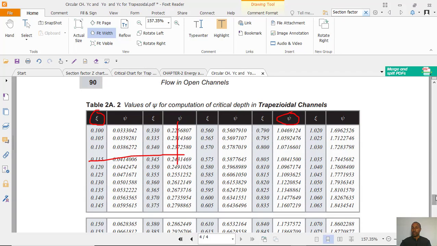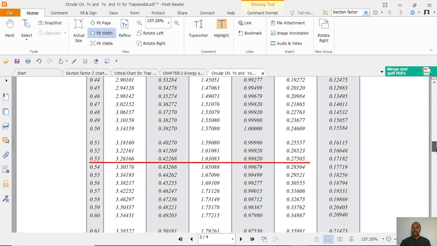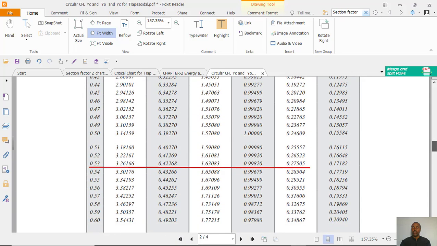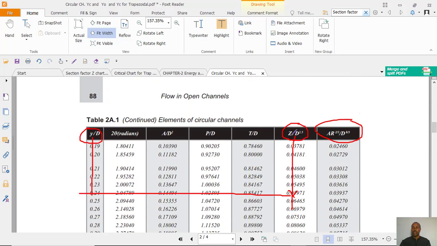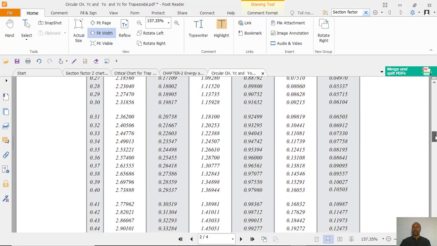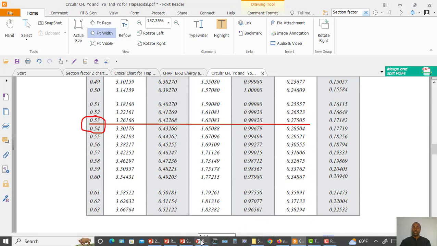Let us see how much it is: 0.2822 for the circular channel. If you go to the circular channel, this is the section factor for critical flow depths. Then Y over D will be, just read out, 0.28. You see, this is the location, Z divided by D to the power of 2 over 5, or 2.5, or 5 over 2. Then by interpolation you can find this one. This is already known, 0.281. Then you can just calculate.